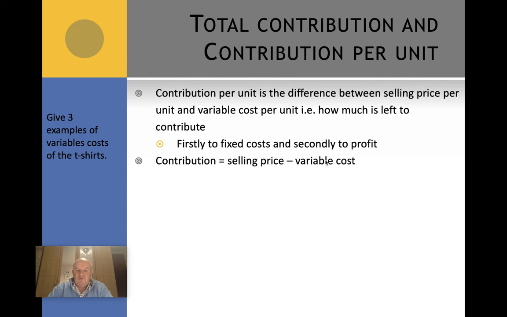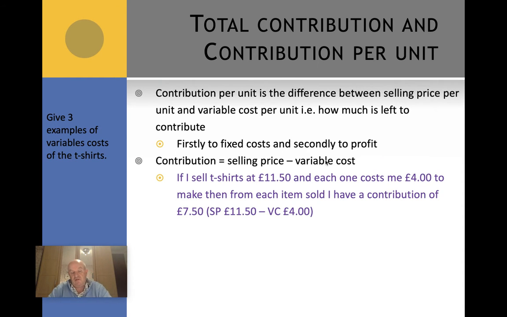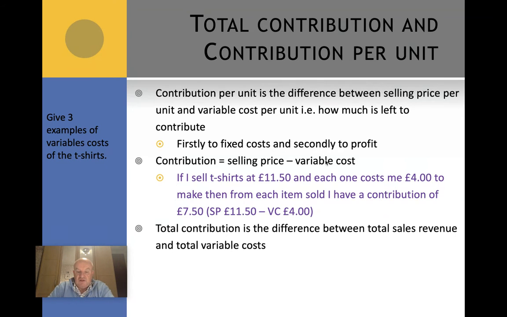Remember, just to recap, contribution is basically selling price per unit take away variable cost per unit. Let's look at a scenario, it's probably the easiest way to do it, where we're selling t-shirts. We're selling them for £11.50. Each one of them has cost £4 to make, and from each of those I've got a contribution of £7.50. So my selling price is £11.50, my variable cost per unit is £4, and so in this situation, we've created a contribution per unit of £7.50.